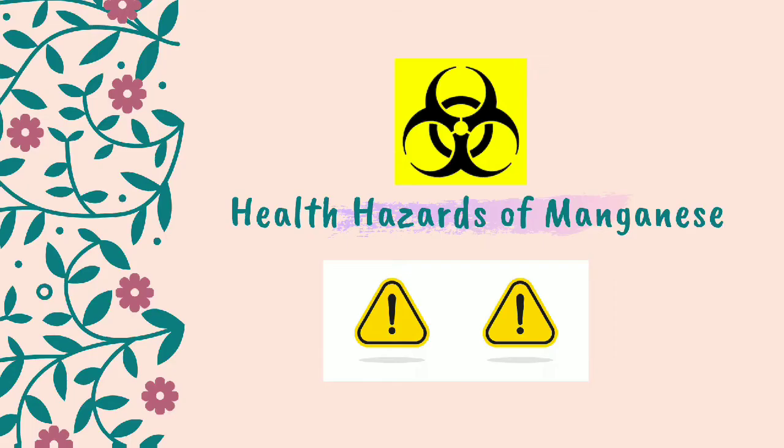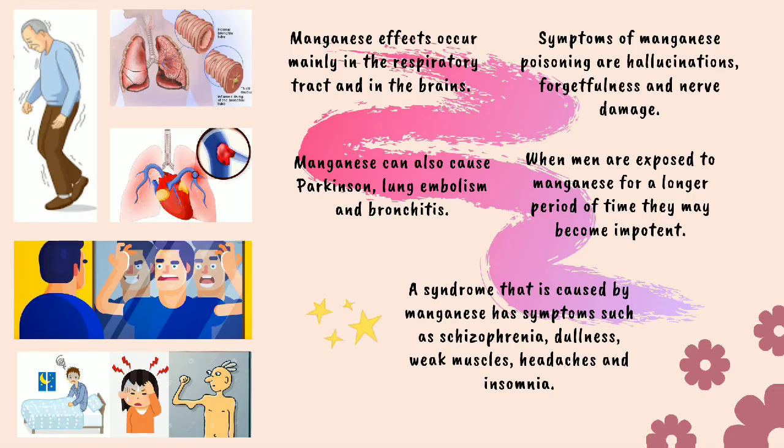Health hazards of manganese. Manganese effects occur mainly in the respiratory tract and in the brain. Symptoms of manganese poisoning are hallucinations, forgetfulness, and nerve damage. Manganese can also cause Parkinson's, lung embolism, and bronchitis. When men are exposed to manganese for a longer period of time, they may become impotent. A syndrome caused by manganese has symptoms such as schizophrenia, dullness, weak muscles, headaches, and insomnia.